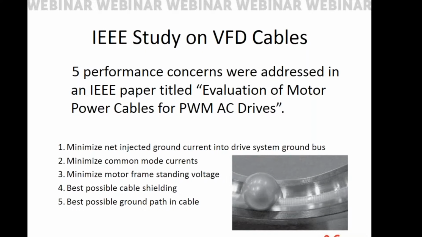The result of all this is an efficient and safe system that will operate properly without interference or interaction with other systems. On the right is a picture of a bearing race that has been pitted as a result of bearing currents. These bearing currents can be eliminated or dramatically reduced if these 5 key concerns are considered.